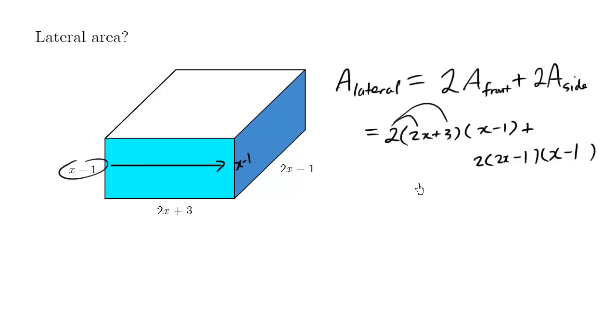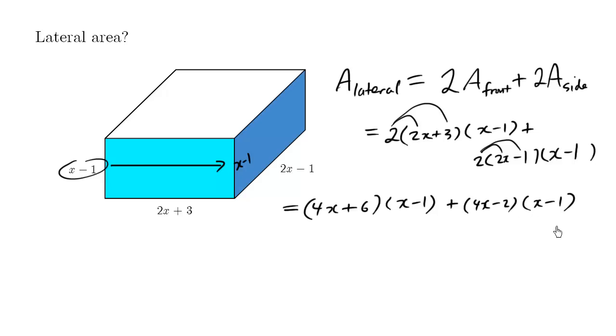So I'm just going to combine this right away. So what we have is 4x plus 6, as I distributed this way, multiplied by x minus 1, plus, and in the same way I'm just going to squeeze it in there. So what I have here is 4x minus 2 times x minus 1. And if we were asked to expand this and simplify, we should do so. This here is FOIL. This is a binomial times a binomial. We need to do FOIL.